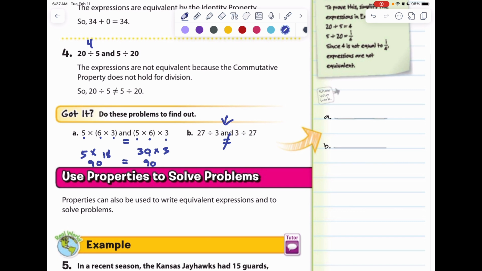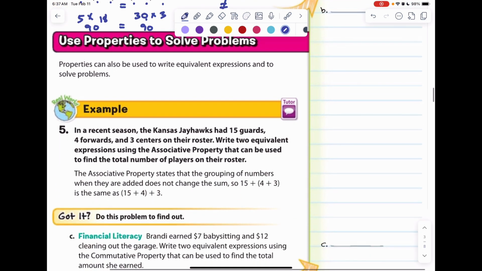27 divided by 3 is 9, and 3 divided by 27, that would look like this. So we'd have to add a decimal. This is not equal. This one will be less than 1. It's a decimal. Okay, moving on.